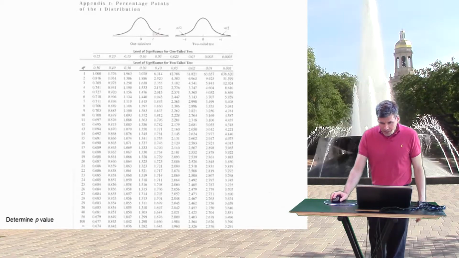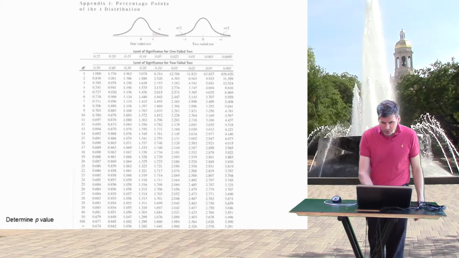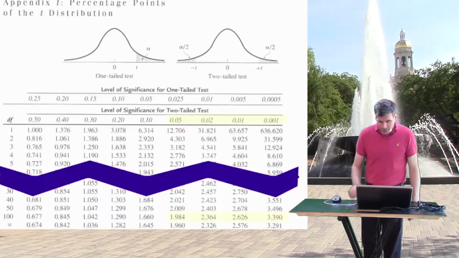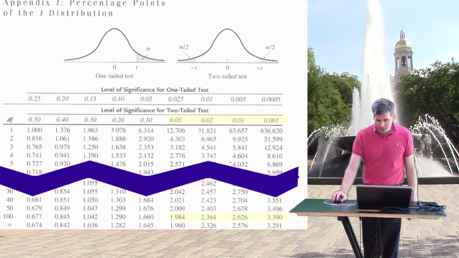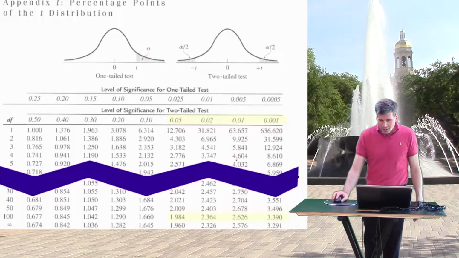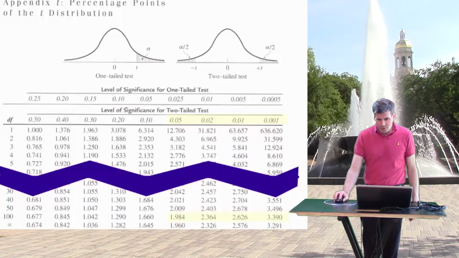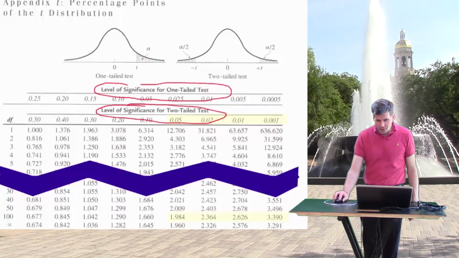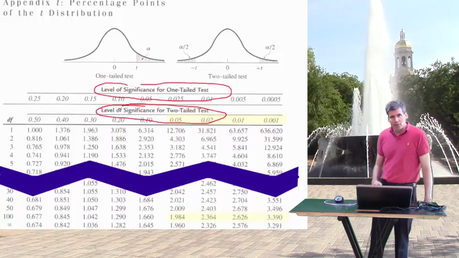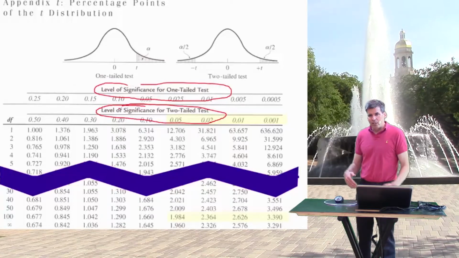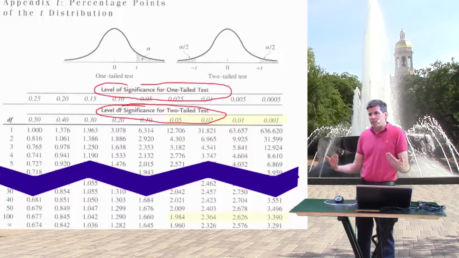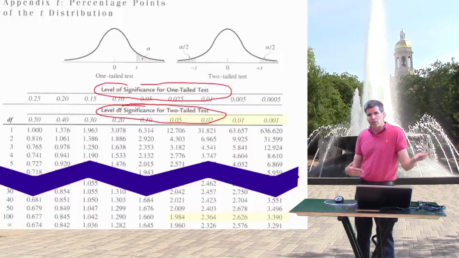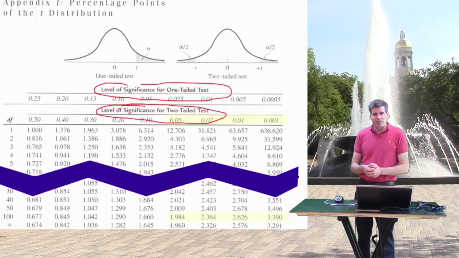Looking at this table, actually I'm going to zoom in just a bit here. So there we go. I've zoomed in a bit and cut out some of the tables so we can see things up close. One thing to note is that we have two types of significance. It says levels of significance for a one-tailed test and levels for a two-tailed test. That goes back to the issue of, if you're looking at probabilities, what's the probability of getting a score this high or this low if the null hypothesis is true?